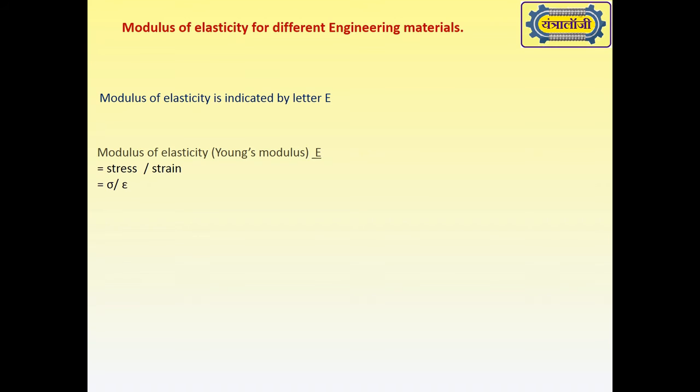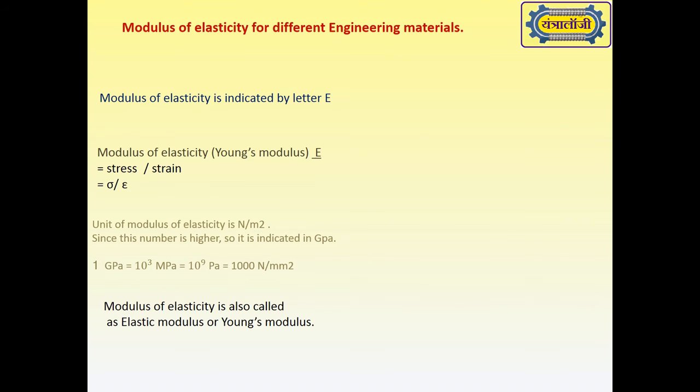Modulus of elasticity for different engineering materials. Modulus of elasticity is indicated by the letter E. Modulus of elasticity, also called Young's modulus, is the ratio of stress to strain. As per Hooke's law, within the elastic limit, stress is directly proportional to strain. The constant of proportionality is nothing but the modulus of elasticity. Since strain has no unit, the unit of modulus of elasticity is Newton per meter square. As this number is high, it is also indicated in gigapascal. So 1 gigapascal is 10 raised to 3 megapascal, which is equal to 10 raised to 9 pascal.